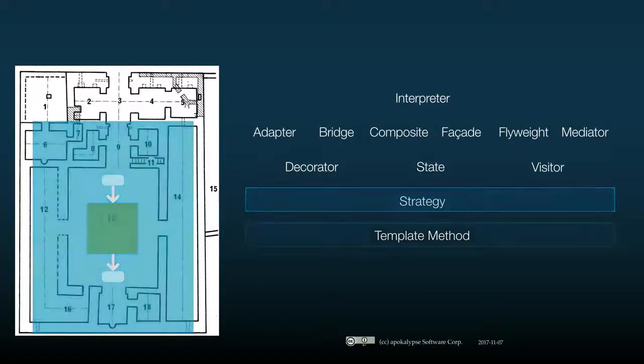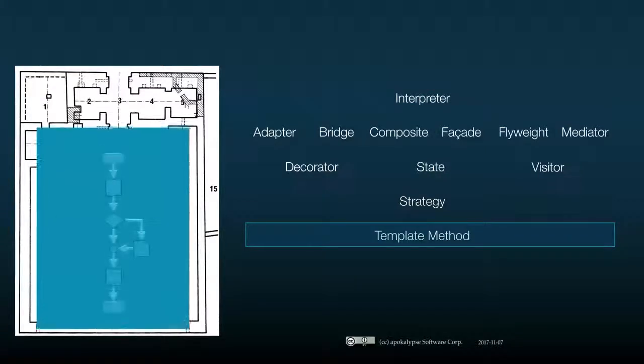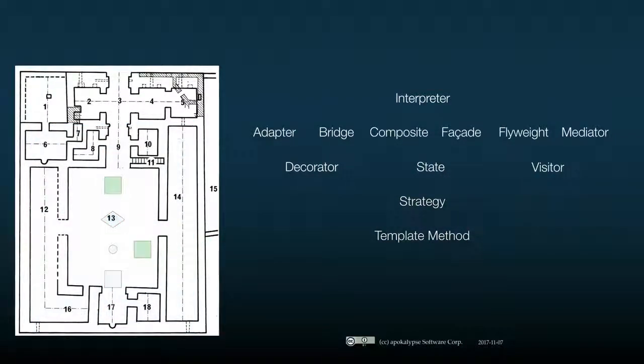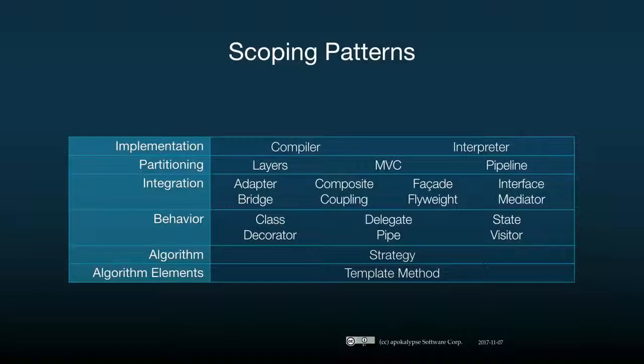And finally, patterns at an even smaller scale, where a set of objects share an algorithm, but you need to replace elements of the algorithm. So you only change certain sequences or data in the algorithm, but still retain the structure and behavior they all hold in common. So those are the Gang of Four patterns we could group together as scoping patterns.